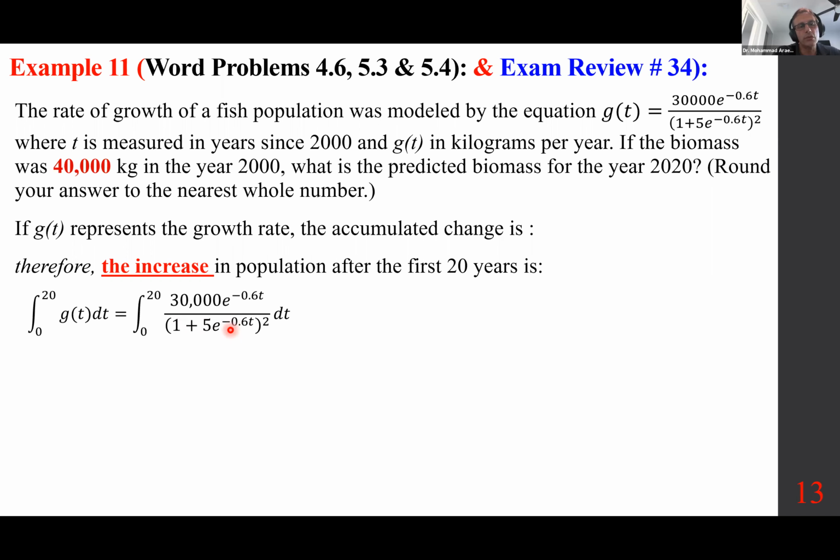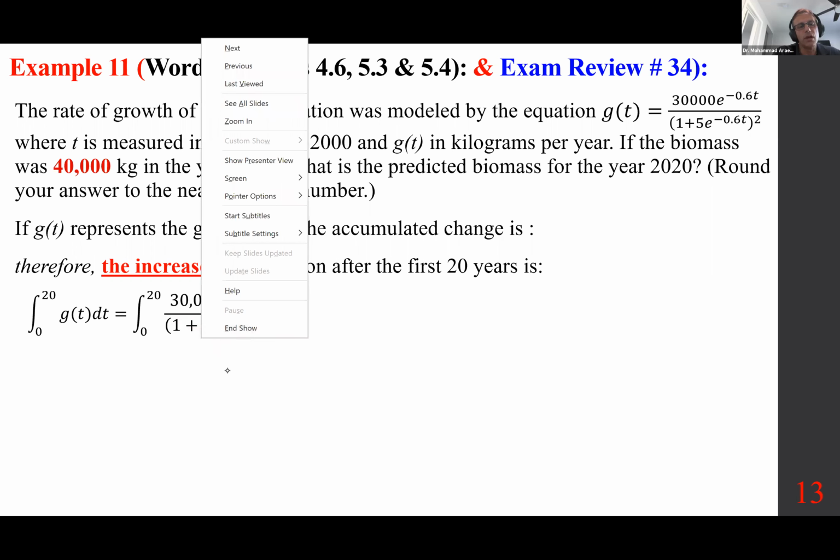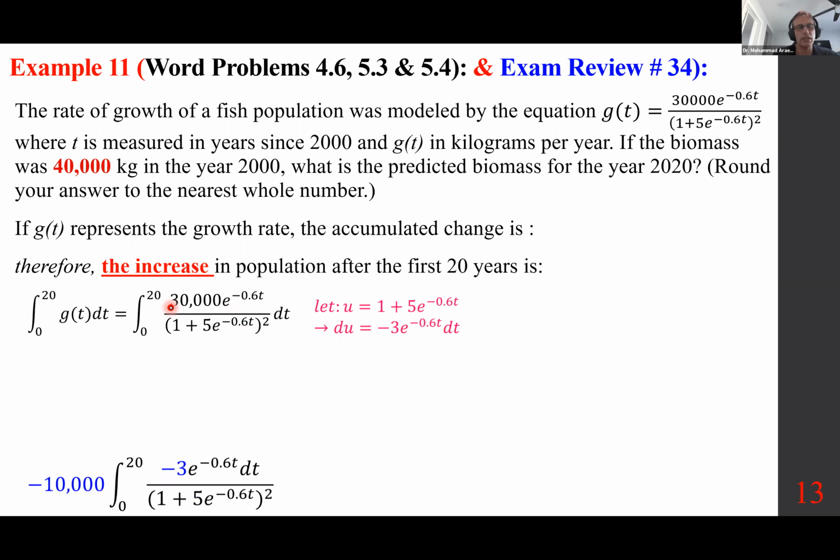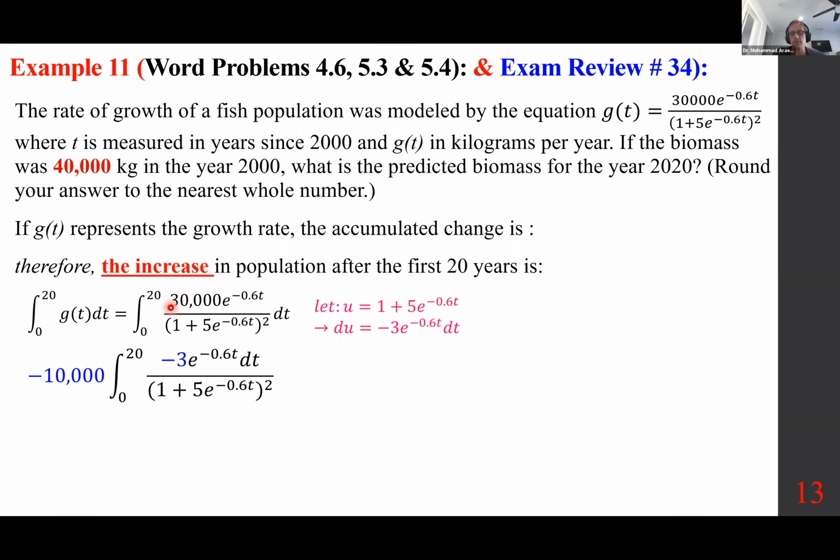This is the choice of u. And I hope you realize if you want to differentiate this, this becomes 5 times minus 0.6, which gives you negative 3 e to the power of a negative 0.6 t, and we multiply it by dt if we want to look at du. So this is u, this is du. This is number 30,000. We want negative 3. It's the product of negative 3 and negative 10,000.